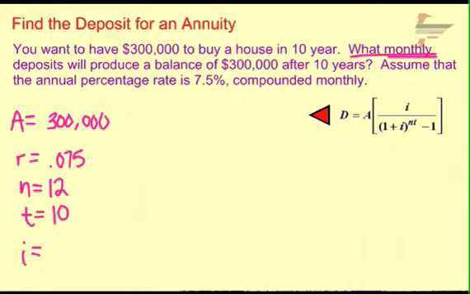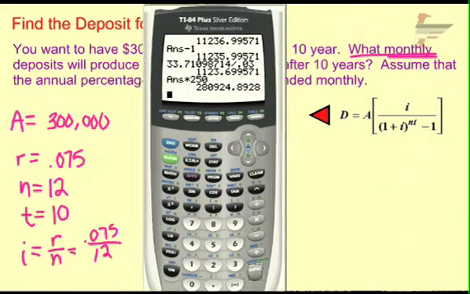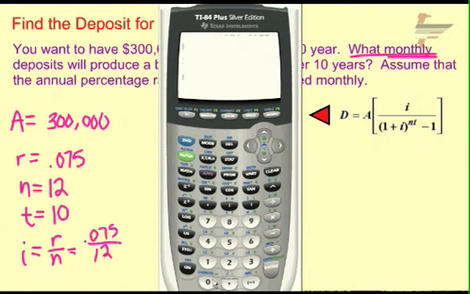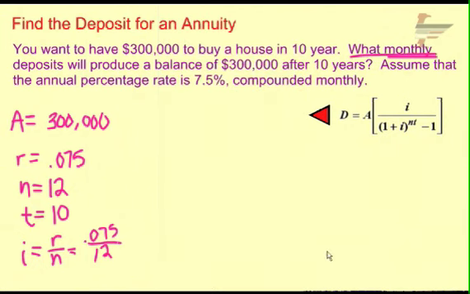For the annuities, I is equal to R divided by N, and that's that 0.075 divided by 12. And we can go ahead and see what that number is right now. 0.075 divided by 12, 0.00625. So once we have everything identified, we're just going to use our formula, get it set up, and then use our calculator to help us out.